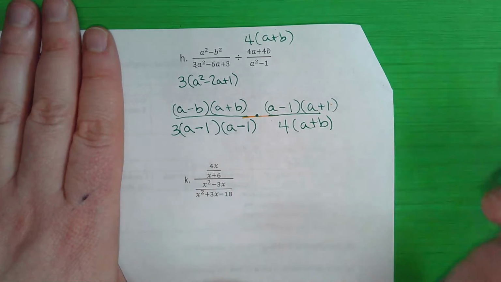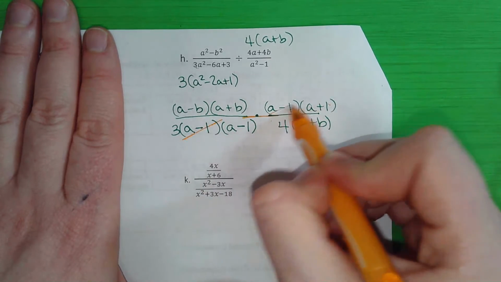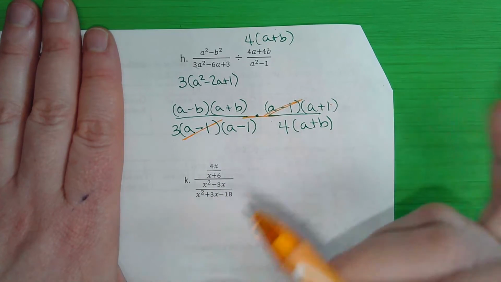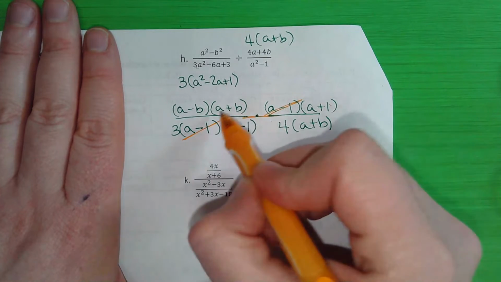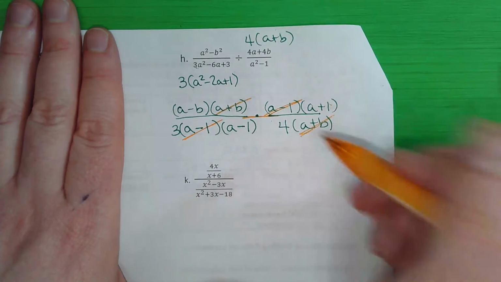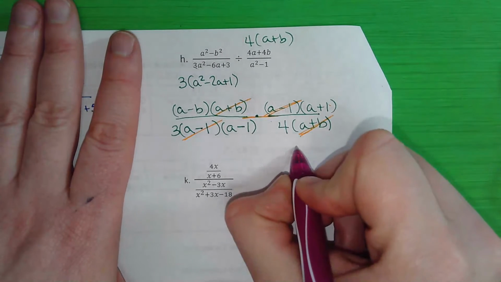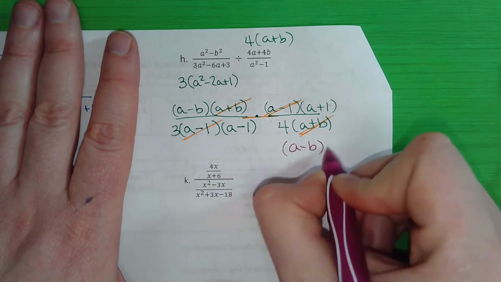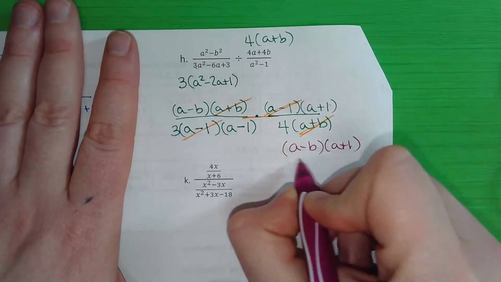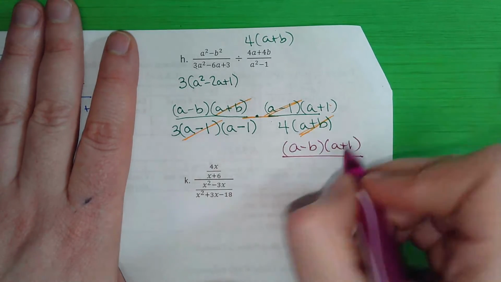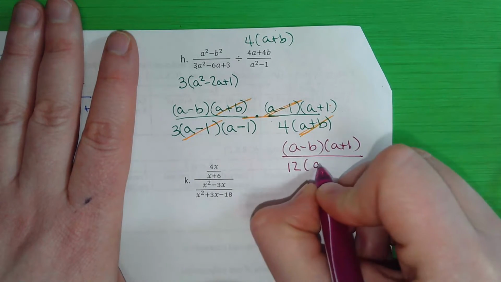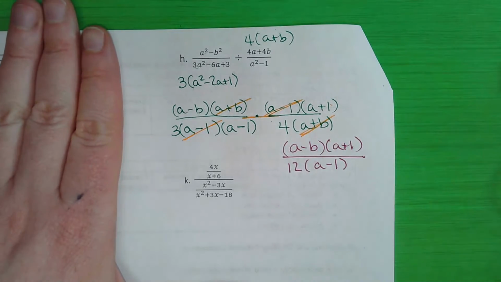What I'm going to do is cancel out what's the same. So a minus 1 cancels with a minus 1, but only one of them. And a plus b cancels with a plus b. So I am left with, on the top, a minus b, parentheses, and a plus 1, along with 3 times 4, which is 12, times a minus 1. And that's it.